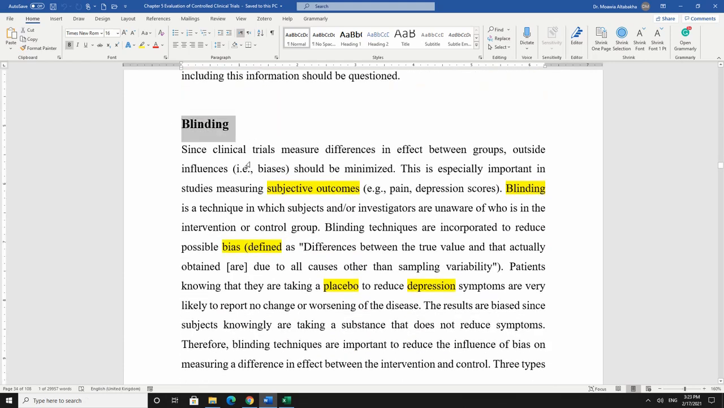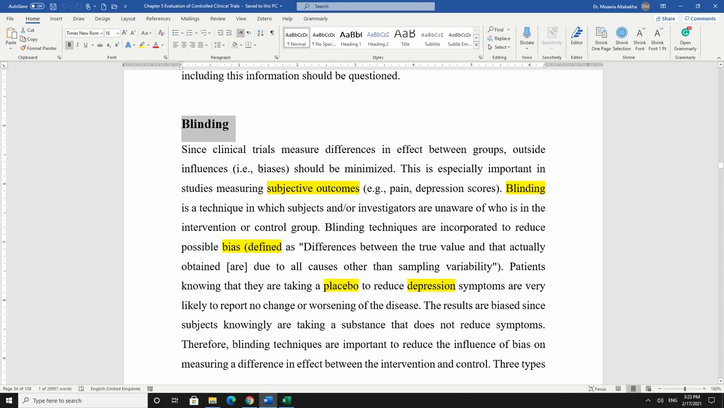Blinding. It comes from the word blind. Blind means I cannot see. But what does it mean for the clinical trial? It means, see, I'll give you a situation.